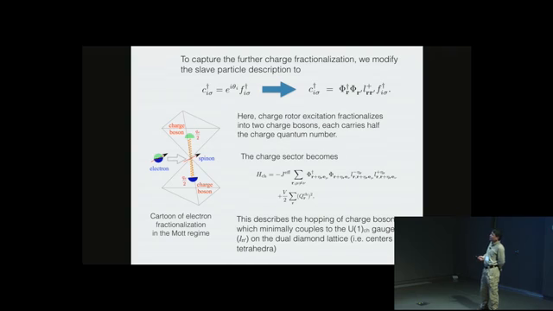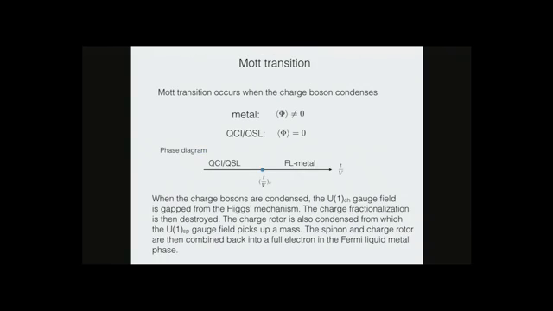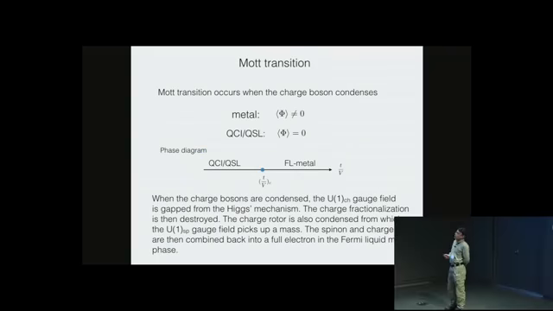This describes the hopping of the charge boson on a dual diamond lattice, which is minimally coupled to the emergent U(1) gauge field in the charge sector. The Mott transition happens when the charge boson condenses. In a metal phase, the charge boson condenses. In this quantum charge ice, quantum spin liquid phase, this boson is gapped.